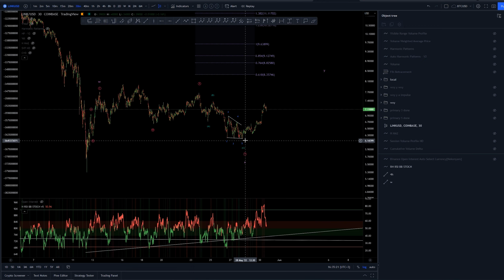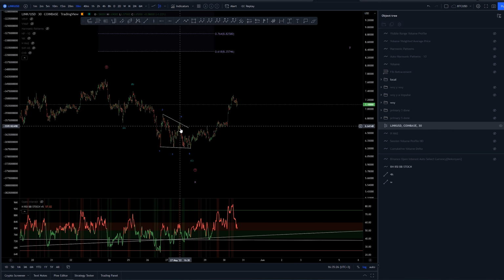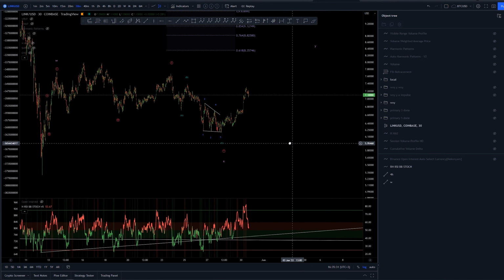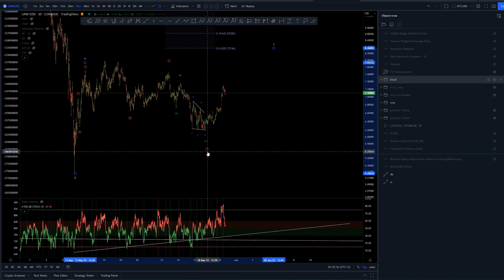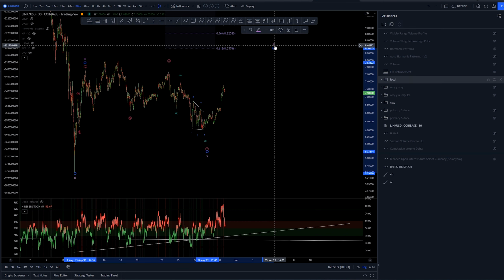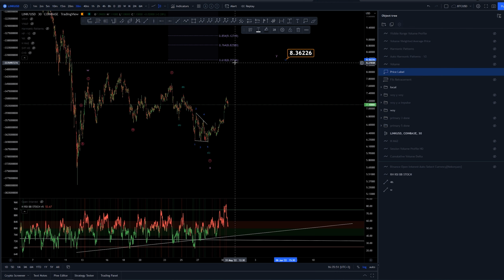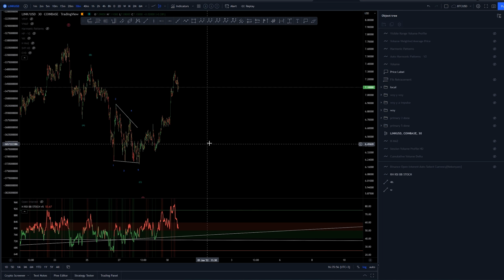5 waves in the ending diagonal. That is definitely really ugly with this massive wave 1, 2, 3, 4, 5. All of them are legal, but it is definitely not looking good. Again, if this is WXY, where we have the X wave here at the bottom, we would be looking for 3 waves to the wave Y. The minimum target is going to be around $8.36, and most likely, let's take a look at this one.